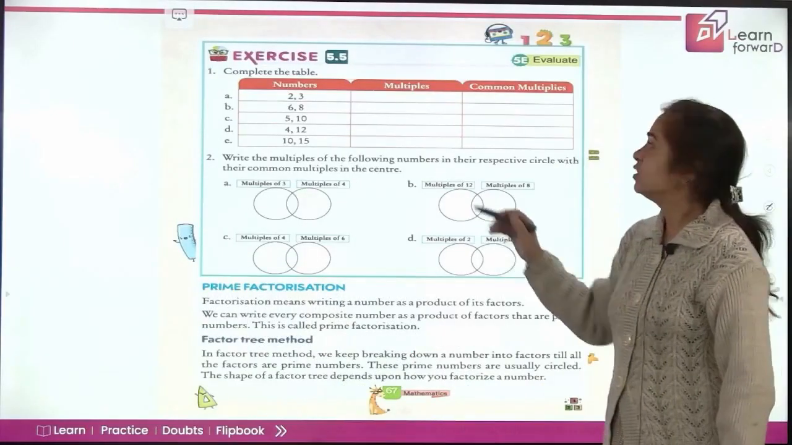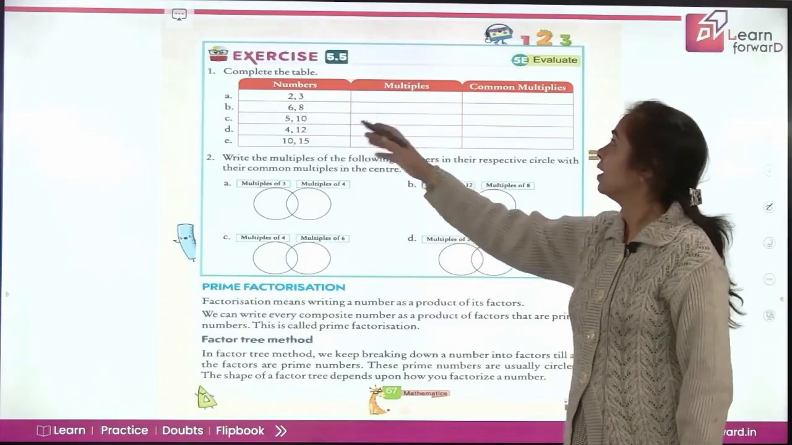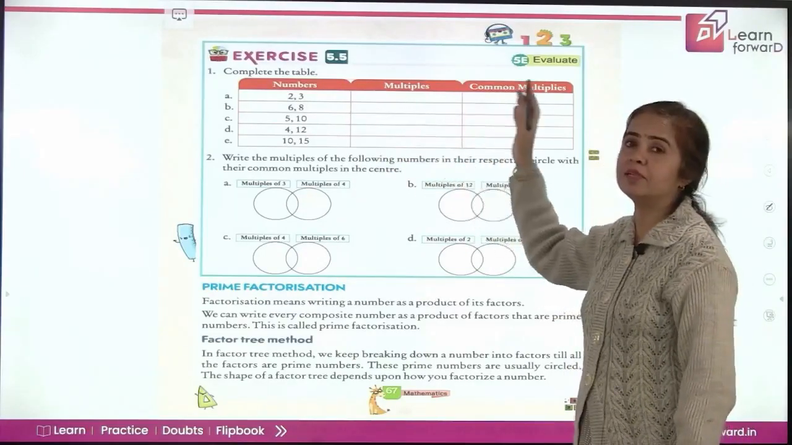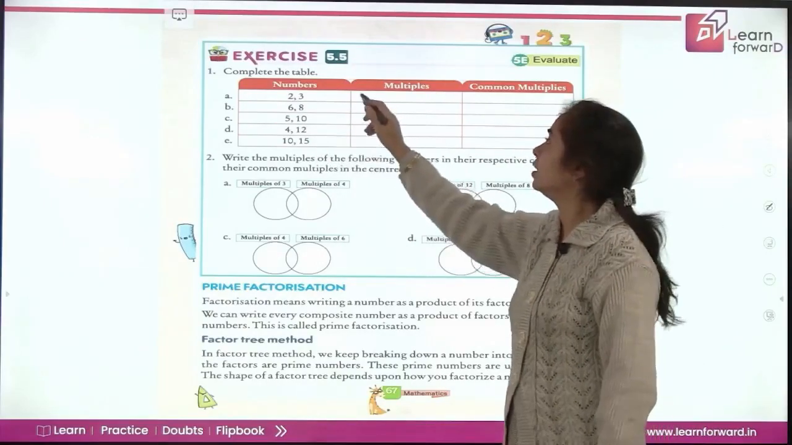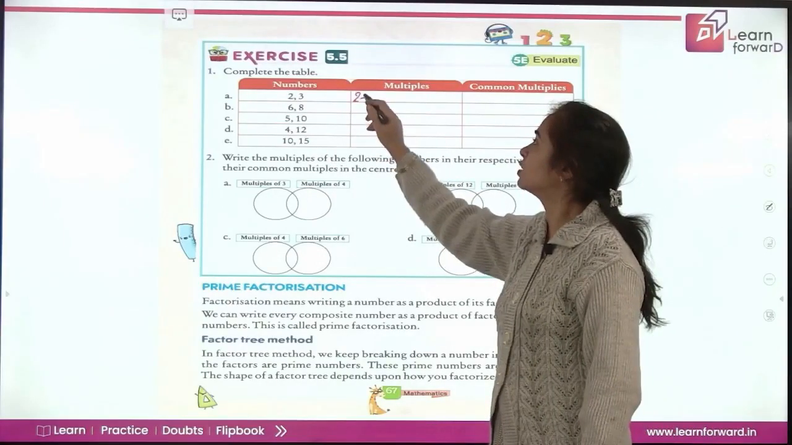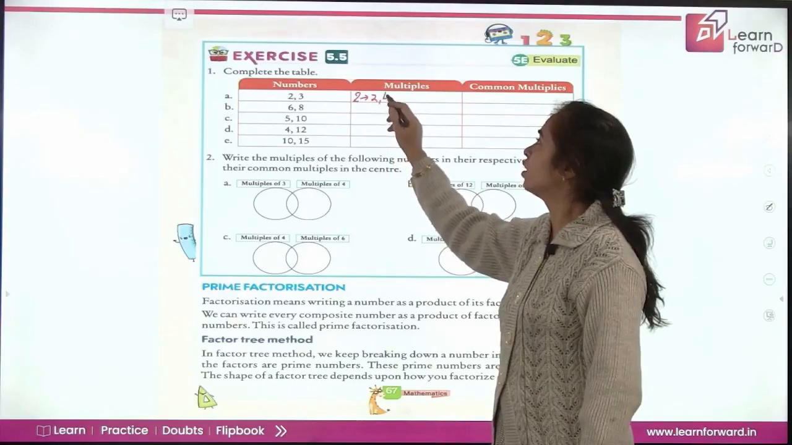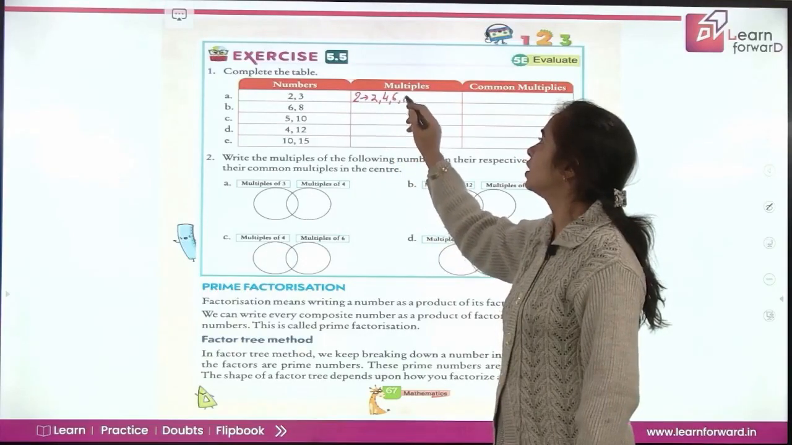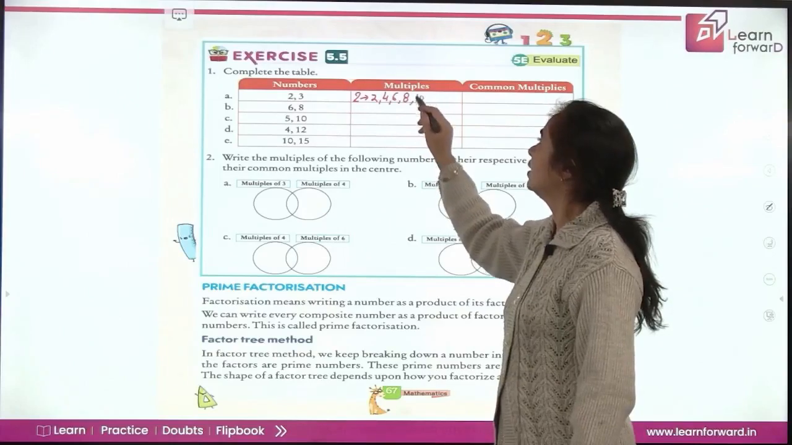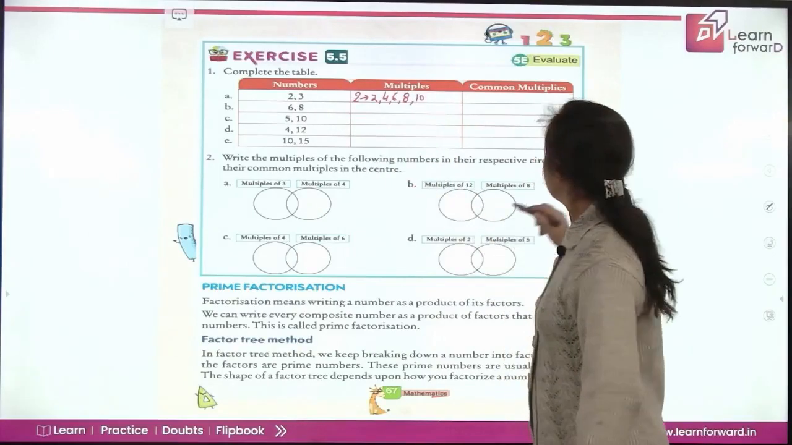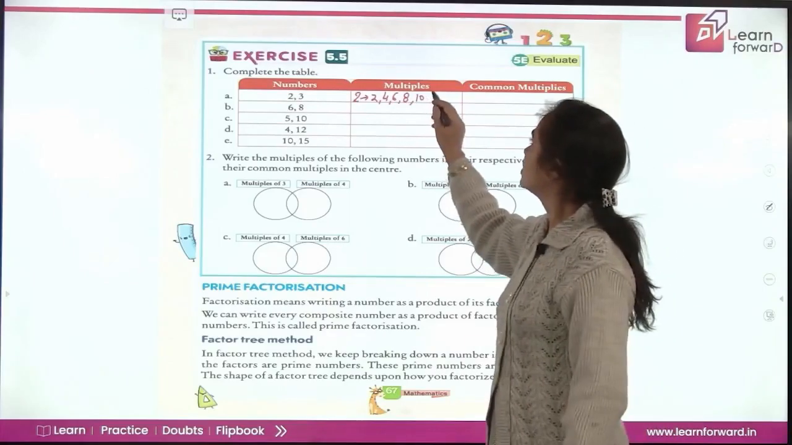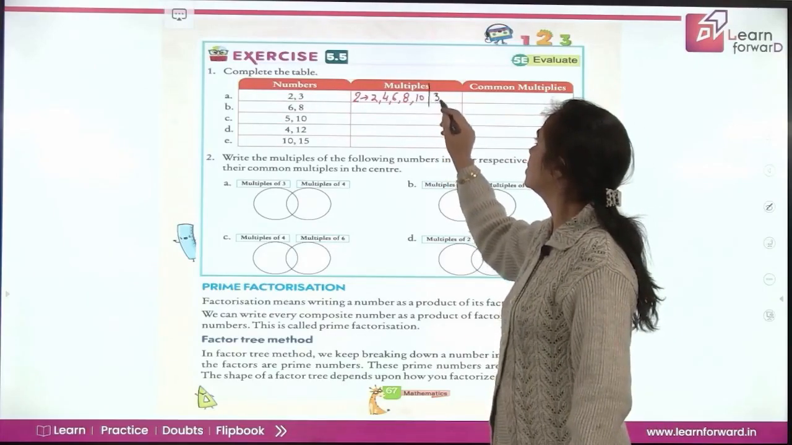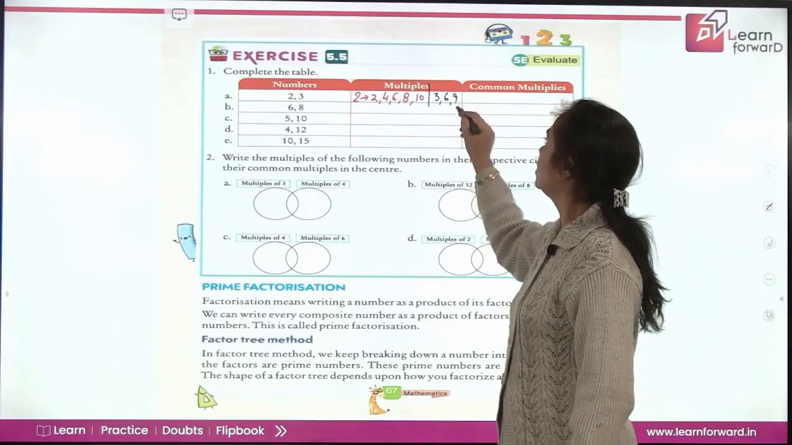Here's an exercise for you. Complete the table. The numbers are given to you. You'll write the multiples, then you will write the common multiples. So for 2 and 3, let's write the multiples of 2 first. 2 1s are 2, 2 2s are 4, 2 3s are 6, 2 4s are 8, 2 5s are 10, like this. For 3, we will write the multiples of 3 as 3 1s are 3, 3 2s are 6, 3 3s are 9, 3 4s are 12.